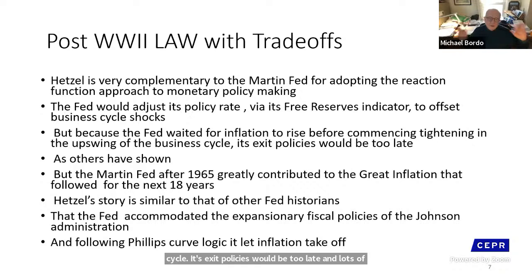But what the Martin Fed did worked for a while in the sense that the recessions were quite mild in this period. But after 1965, as Bob tells us, the Martin Fed really contributed to the great inflation, which followed for the next 18 years. And the story he tells here on the great inflation is pretty similar to that of other Fed historians. The Fed accommodated the expansionary fiscal policies of the Johnson administration, and then following Phillips curve logic, it let inflation take off. Next slide.